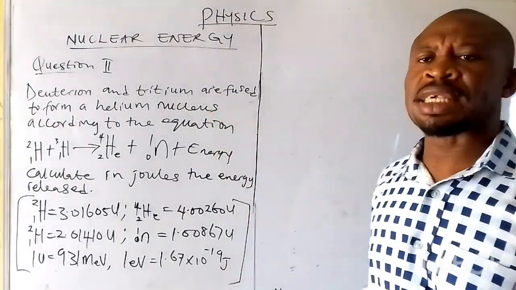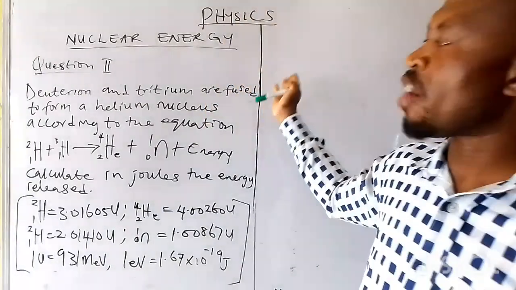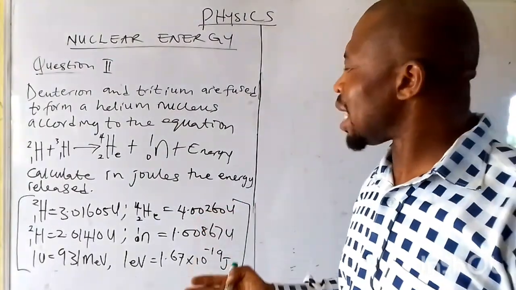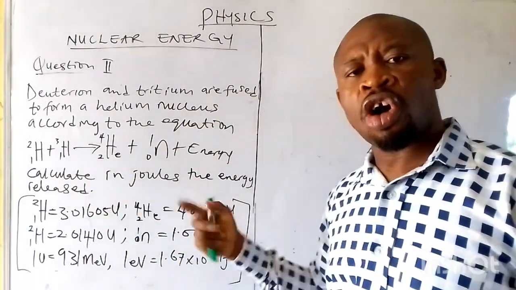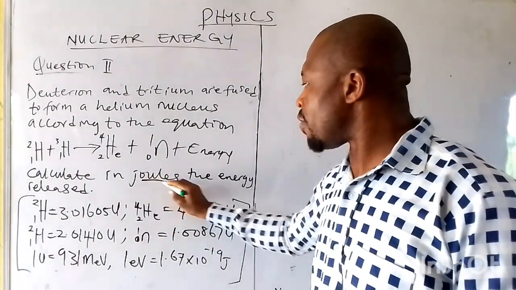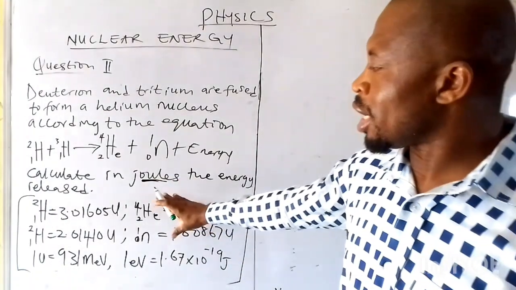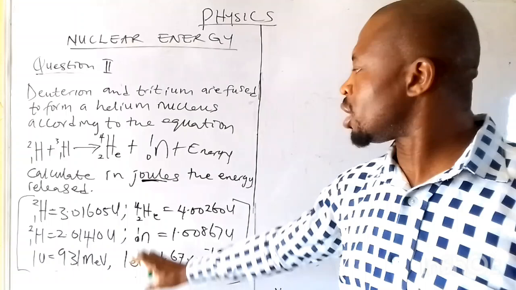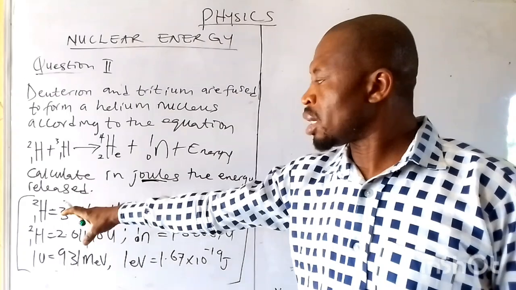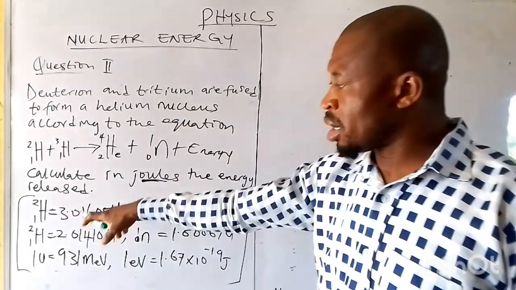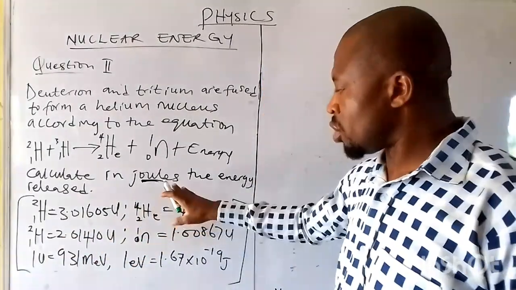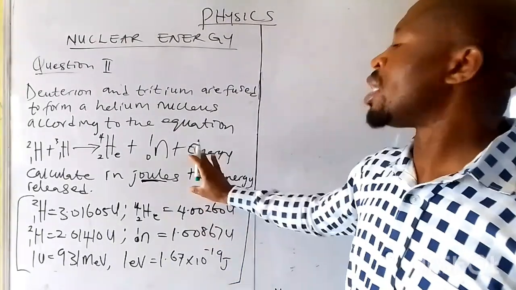Second question says, deuterium and tritium are fused to form a helium nucleus according to this equation. And they said, calculate the value of energy released in joules. So we have this in joules. Now this one is given in terms of mass number. So the mass of these elements, deuterium is going to be this, mass of this is going to be this, and all the rest of this. Of course, this is similar to the former one.